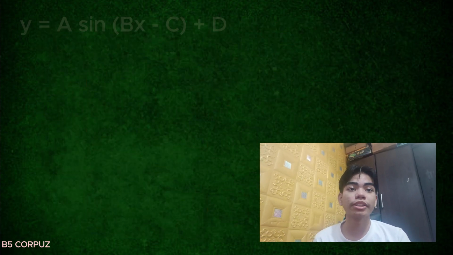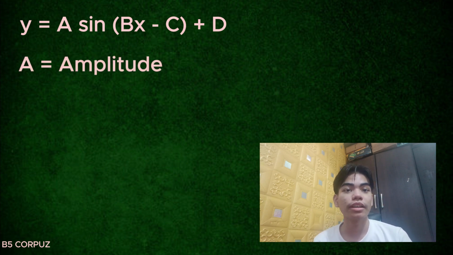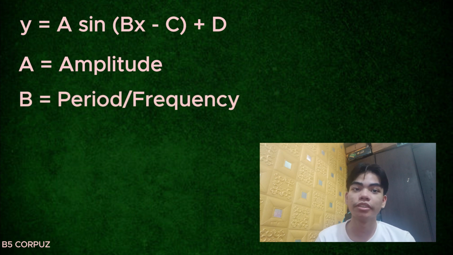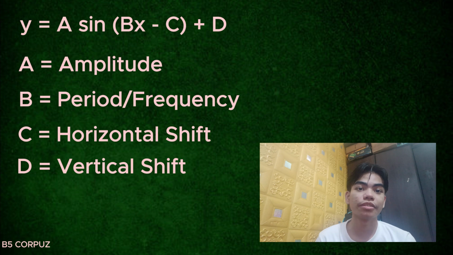And today, we'll be discussing the sine function and how variations in its parameters shape the graph. Let's dive into the standard equation and examine the impact of altering the letters A, B, C, and D. The standard sine equation is y equals A sine of (bx minus c) plus d, which includes A, the amplitude, B, the frequency or period, C, the horizontal shift, and D, the vertical shift.